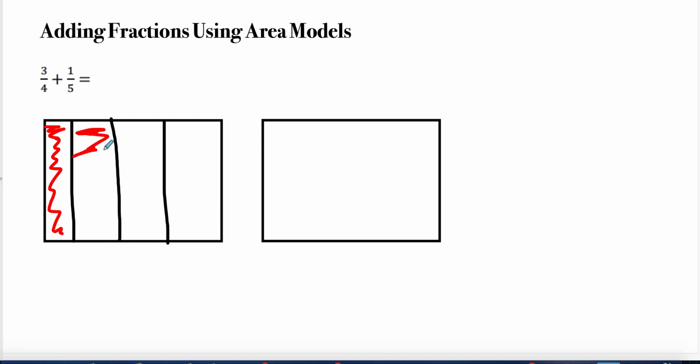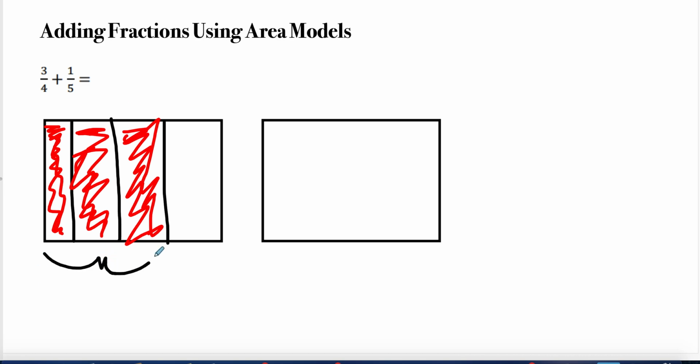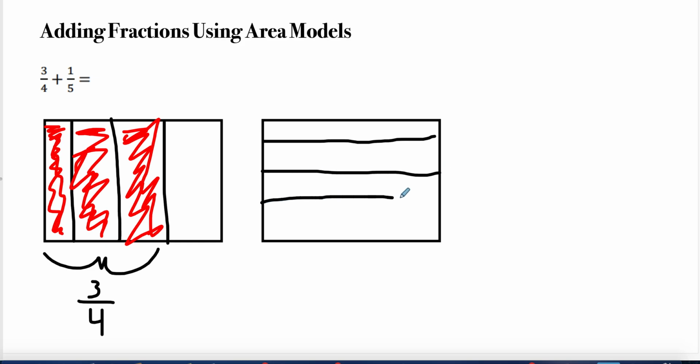1, 2, and 3. Try to shade it in all the way. Okay, I'm going to label that I have 3/4. And now I'm going to do my 1/5 in my second model, but I'm going to use horizontal lines to partition. So I'm going to draw 4 horizontal lines. 1, 2, 3, 4 to get fifths. And I will shade in 1 to show 1/5.